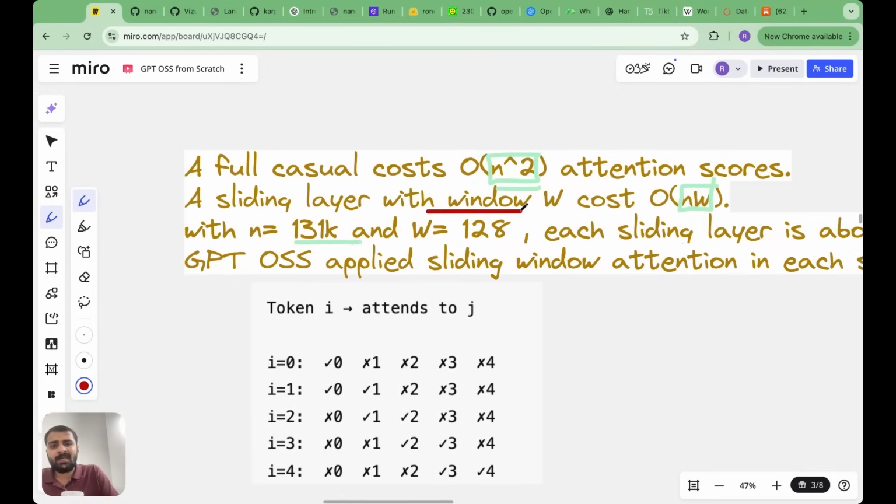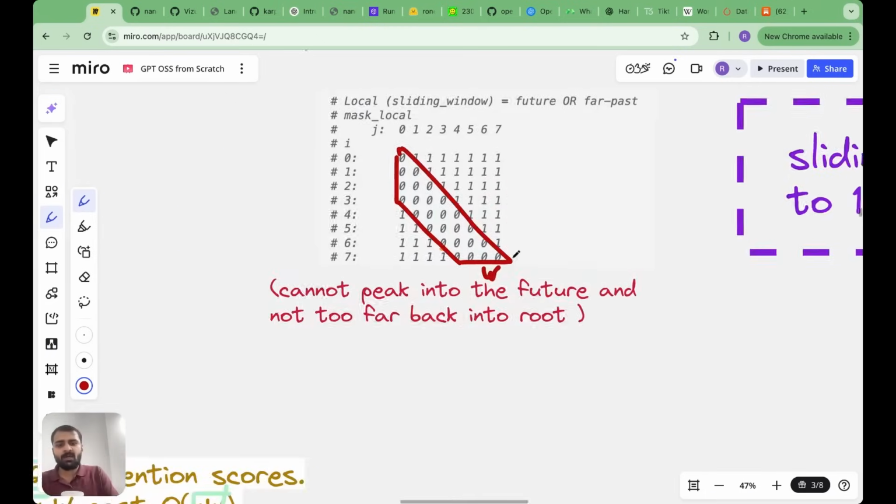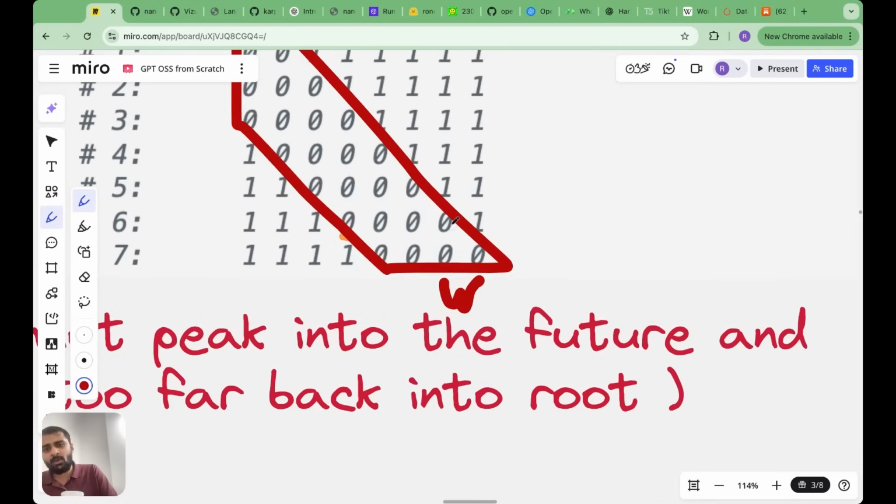GPT-OSS used a sliding window of 128, which means that although the context length is 131,000 tokens, every token can only look at 128 tokens before it.